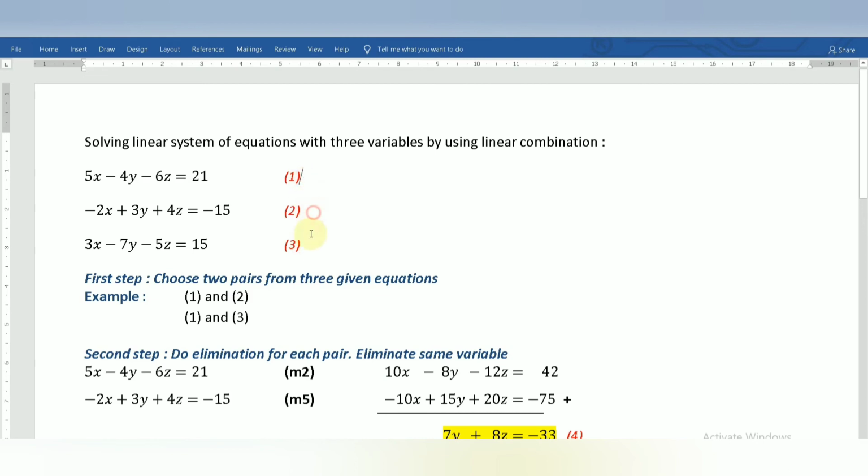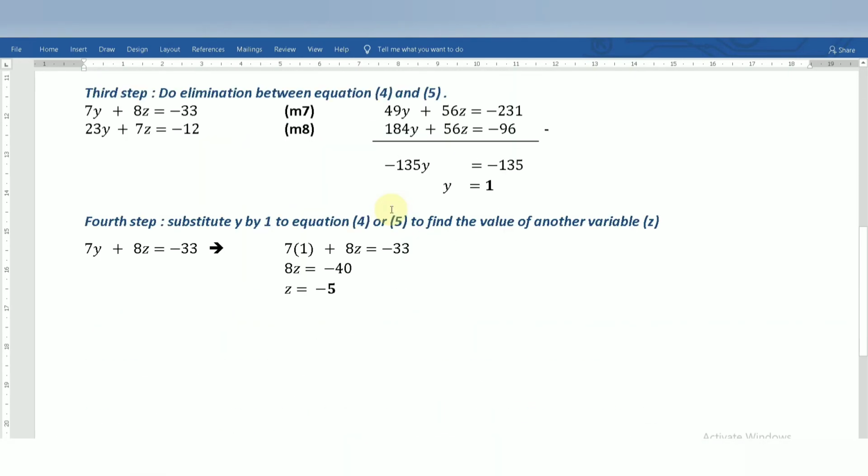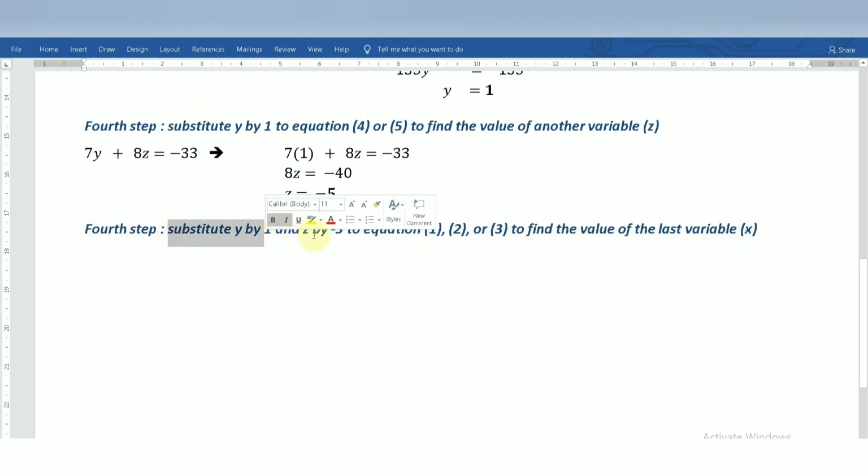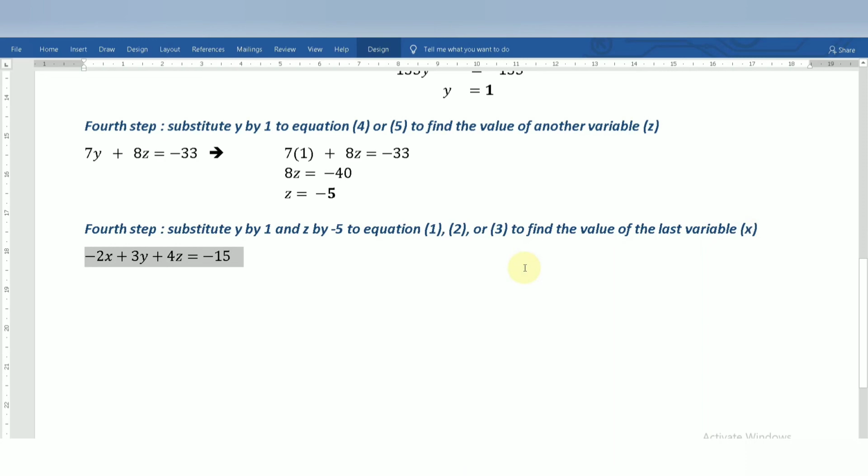So now we can choose one of these three and substitute y and z that we have already found to find x. For this example, I will choose the second one. So I will rewrite. This is the fourth step: substitute y by 1 and z by negative 5, since we have already found their values, and we choose equation 1, 2, or 3 to find the value of the last variable, which for this example is x. So now let's choose the second.